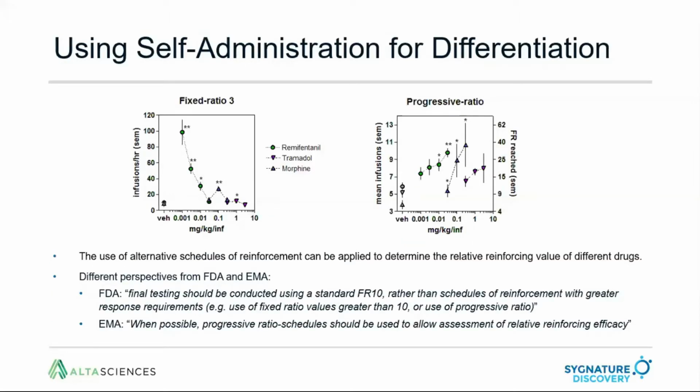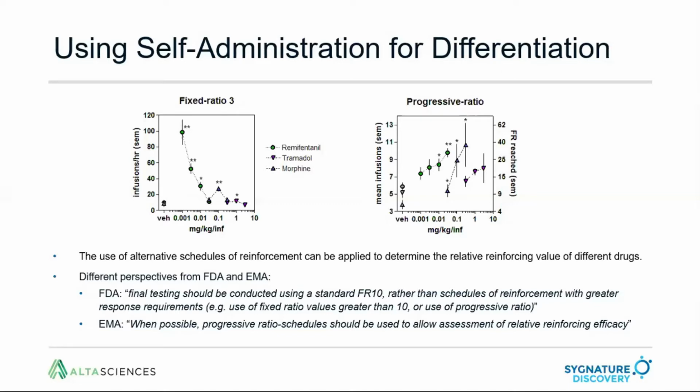So even though I've introduced it as a single assay, how you run that assay enables you to ask slightly different questions. And that's an important piece of how you design a package using this assay. So the panel on the top left shows responding for 3 opioid analgesics: remifentanil, morphine, which are Schedule II opioids, and tramadol, an atypical Schedule IV opioid analgesic. And you can see that under what we call a fixed ratio schedule, so this is where the animal has to press a fixed number of times for each infusion, in this case 3 times, you can see that remifentanil maintains much higher rates of responding than does morphine or tramadol.